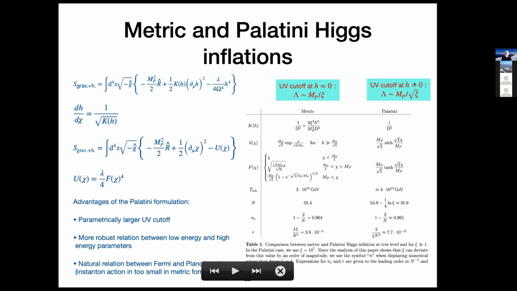So if xi is large, here we have square root of xi. So both theories lead to the same prediction for the scalar perturbations. So it's 1 minus 2 over N, where N is the number of e-foldings, but they lead to very different predictions for the gravitational waves. So in both cases, the gravitational waves are small, okay, for the Higgs inflation. In the metric formalism, it's of the order of 10 to the minus 3, and in the Palatini formulation it is about 10 to the minus 11.